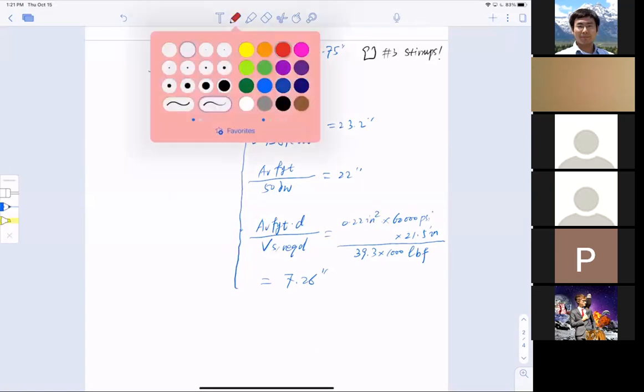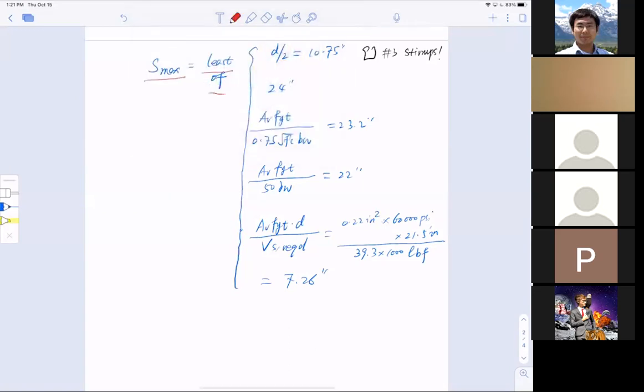Now, again, the spacing is the least of all these five numbers, right? And I have 10.75, 24, 23.2, 22, 7.26. Which one is the smallest? Of course, this fellow right here. That is the lowest number.